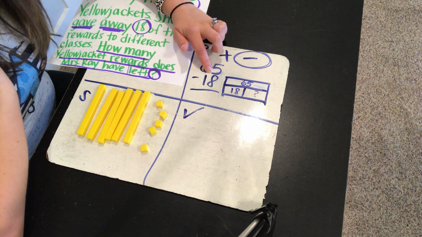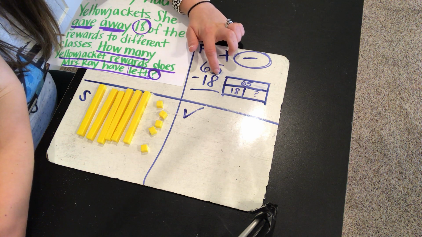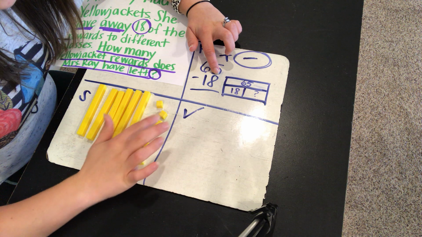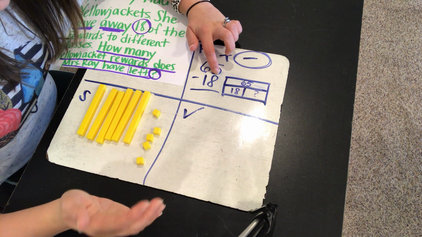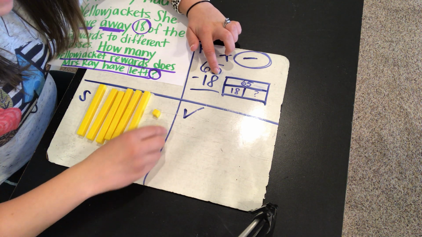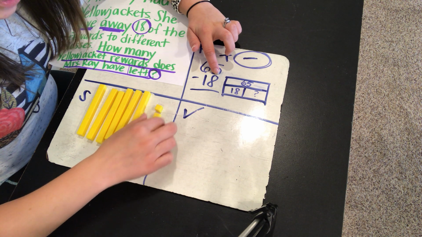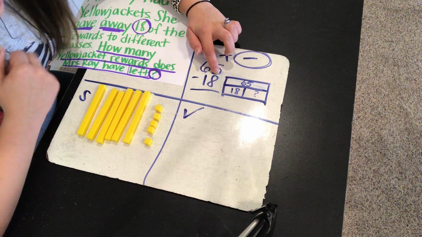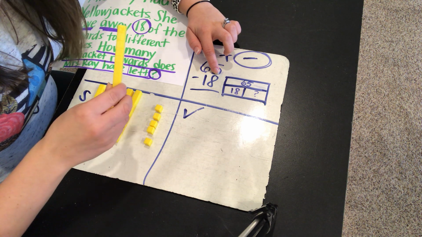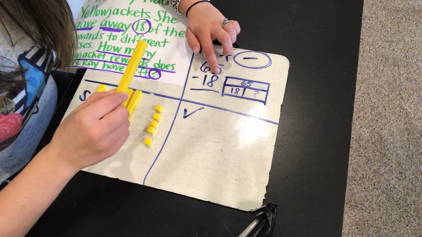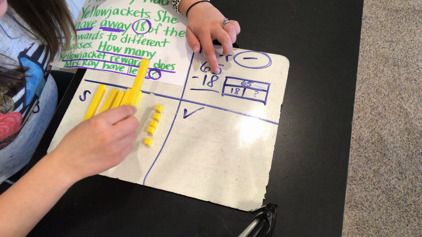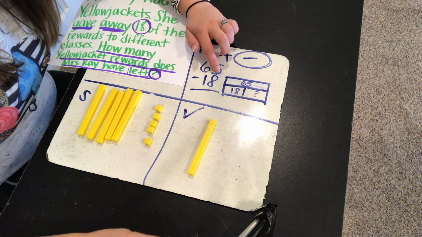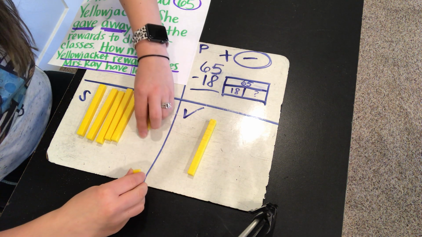When I'm subtracting, I'm going to start with my ones first, okay? I need to take away 8 ones. 1, 2, 3, 4, 5. Uh-oh, there's a problem. I only have 5 ones. What do I need to do? I need to take a 10 and exchange it for 10 ones, okay? Because I need more ones. So let me put this 10 to the side, and I need to put some more ones in its place.